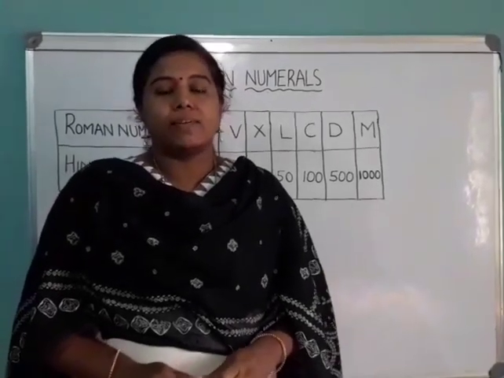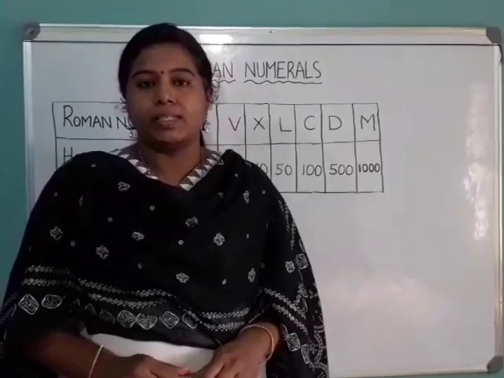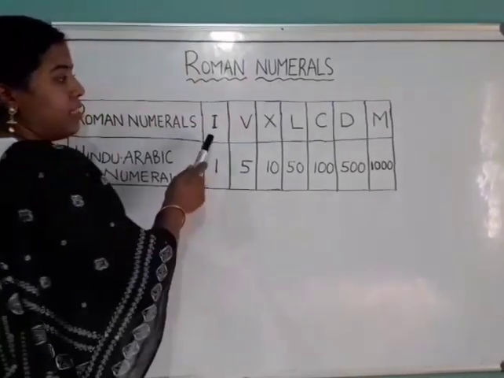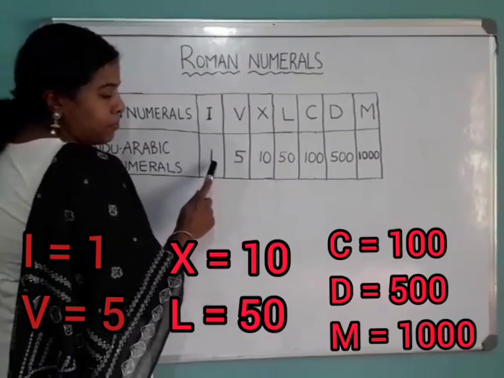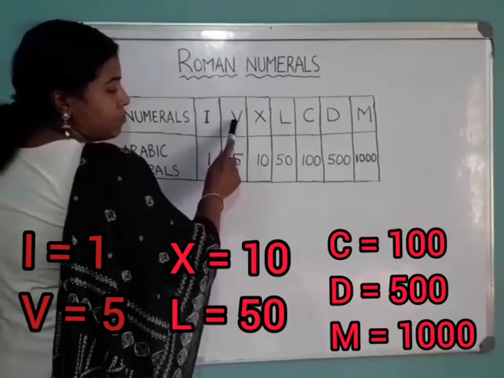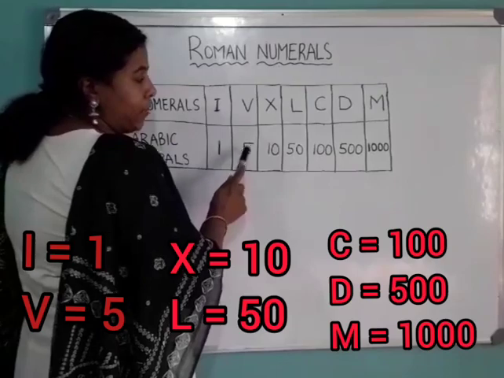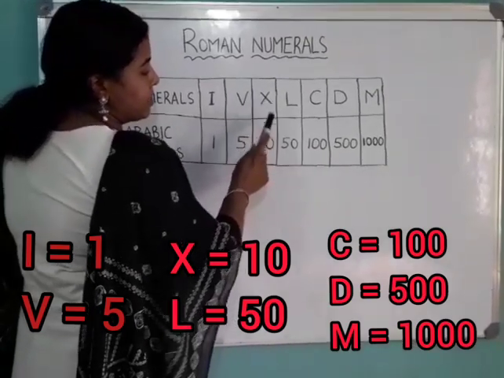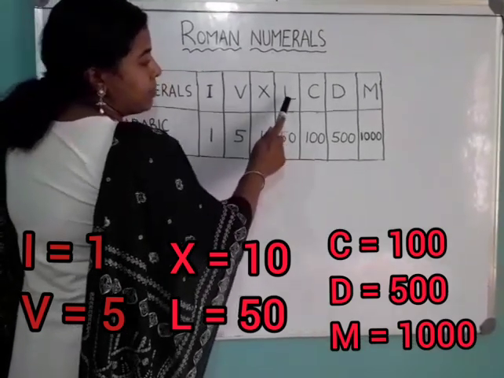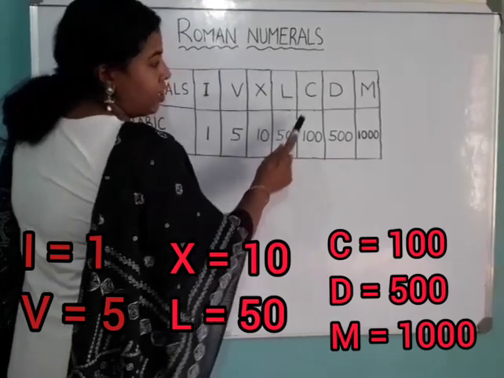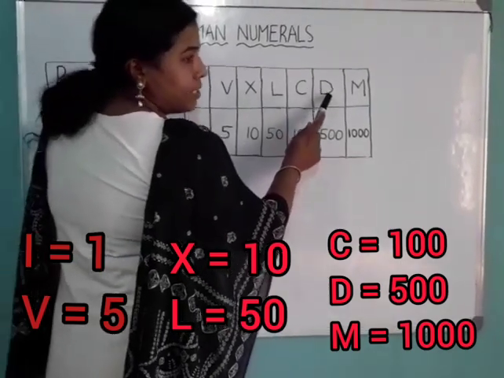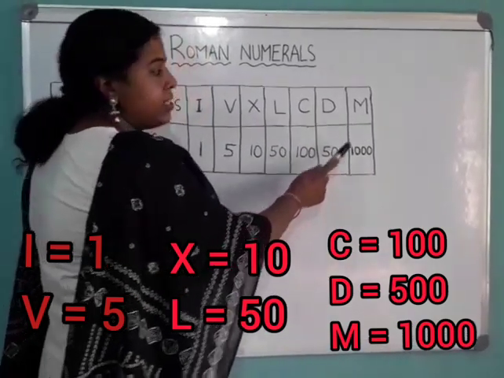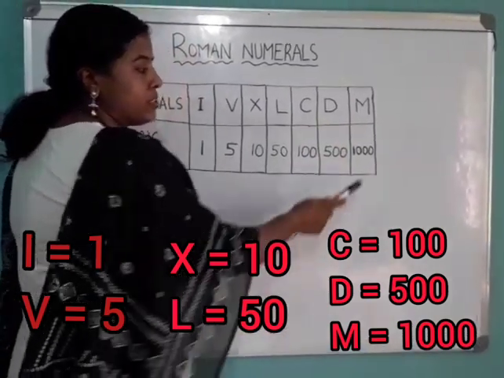Romans used 7 symbols to form the numbers. These are the 7 symbols they used to make the numbers. The symbol I represents the number 1. Symbol V represents the number 5. The symbol X represents the number 10. Symbol L shows 50. The symbol C shows 100. The symbol D shows 500 and the symbol M shows 1000.